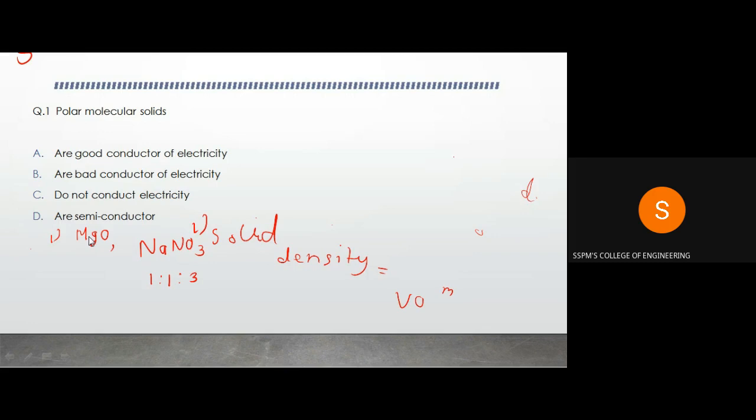for the MSc CET question. Okay, unit cell and lattice. What is the structure of a crystal? What is called a unit cell? The smallest repeating unit of a crystalline solid is called a unit cell. That means the combination of lattice and basis is called a crystal.